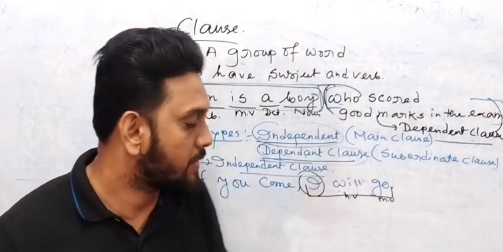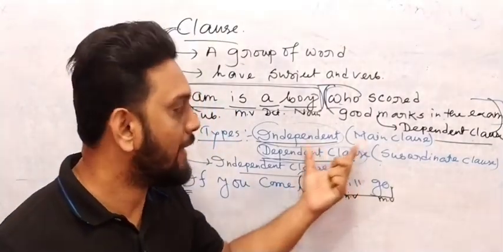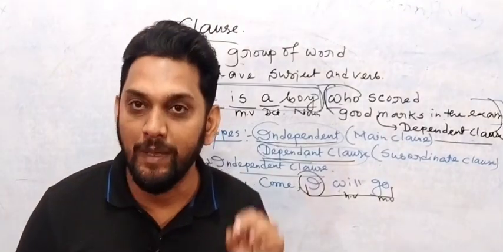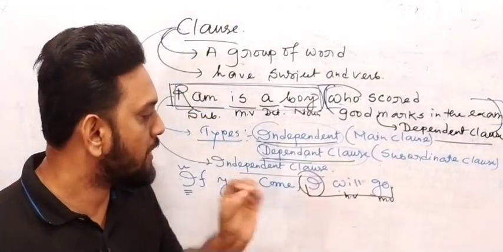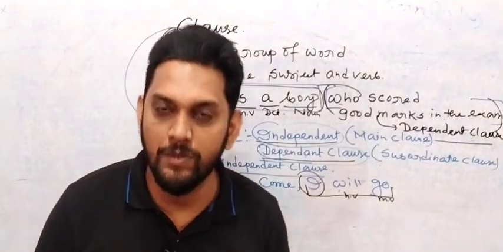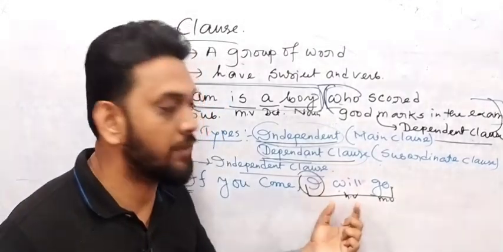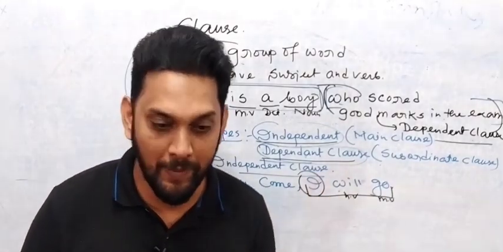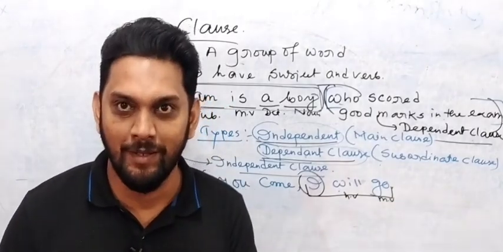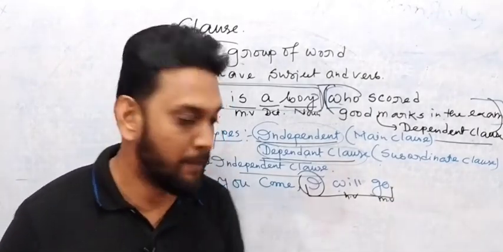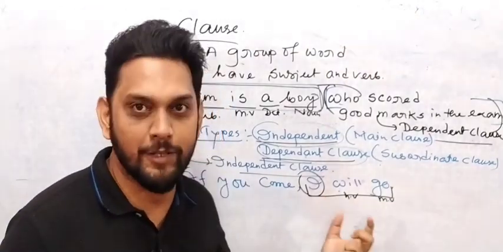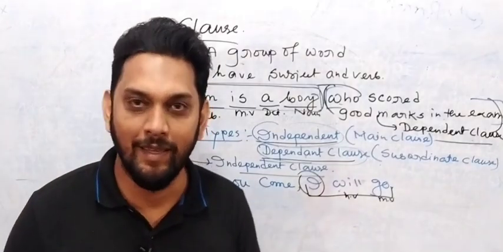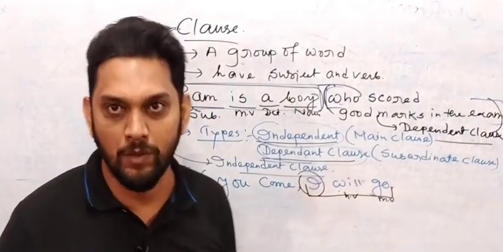If the answer is yes, I will go, it means it would be an independent clause. Now the question is, why would it be an independent clause? Because this clause stands alone. It gives us complete, meaningful expression, and because of this reason we can say it's an independent clause or main clause.